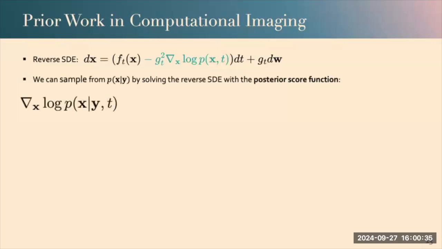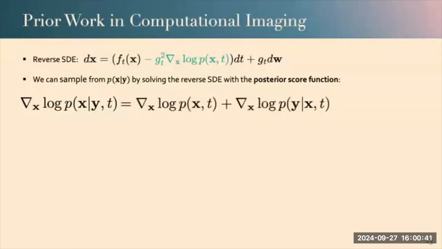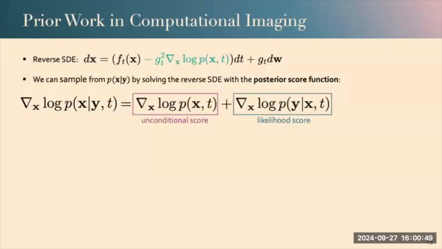And we're going to use instead the score of the posterior, which you can, using Bayes' rule, decompose as a sum of two terms. The first one directly comes from your pre-trained diffusion model. And the second one would be the likelihood score. And this is actually the thing that's hard to get, and this is not tractable.